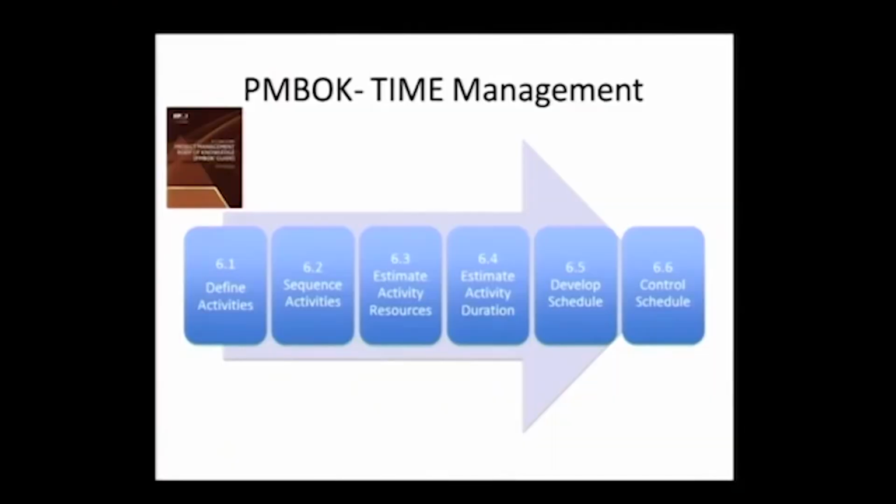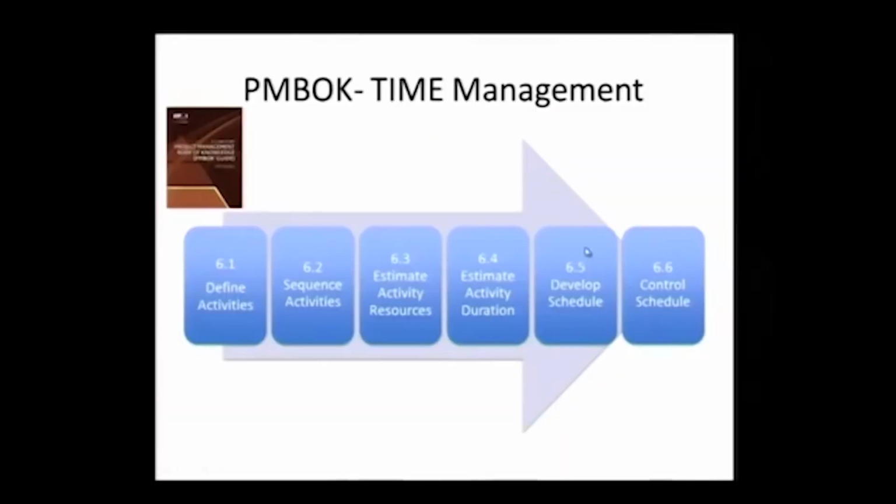Okay, so again, just coming back to the original question you asked, the sequence is generally reasonable, but there will be iterations of this. You might actually go all the way to 6.5, develop the schedule, and then find that you're not meeting the target, and then you will have to go back and estimate resources, or even change the sequence of activities, or even redefine activities.